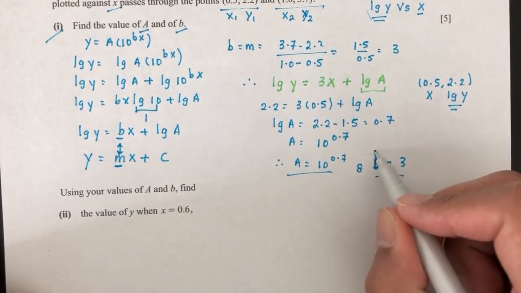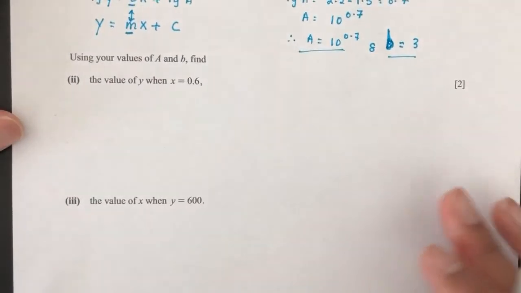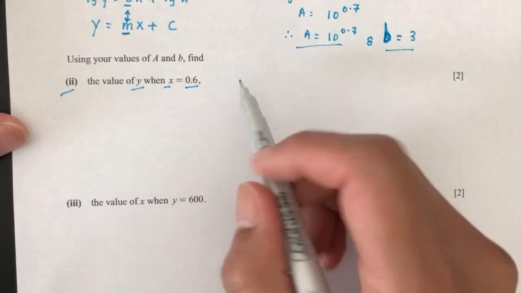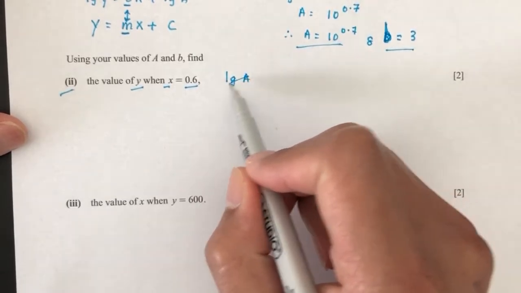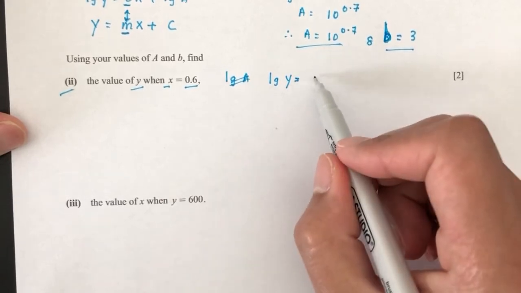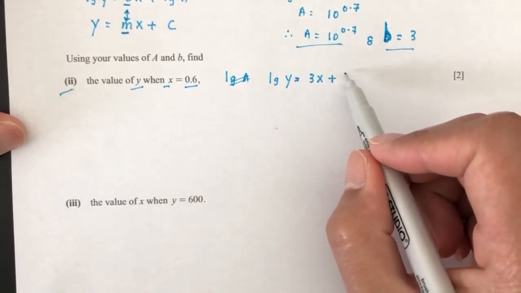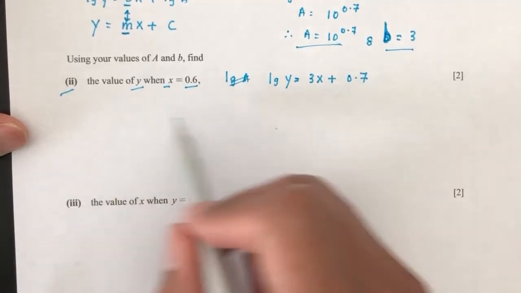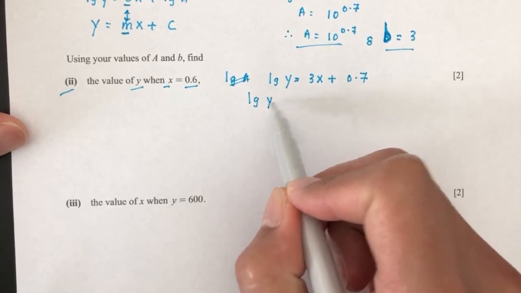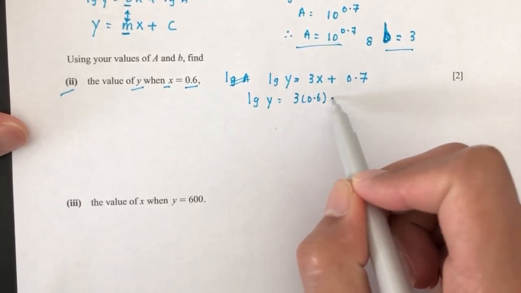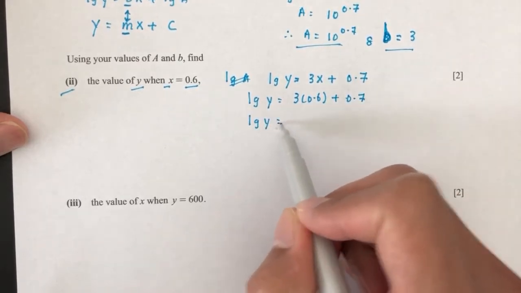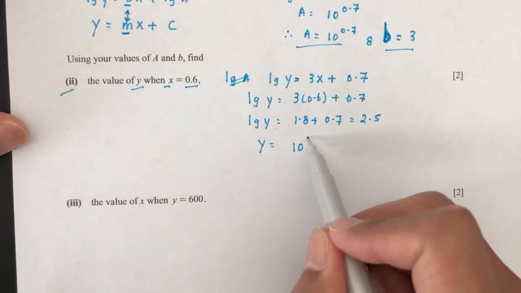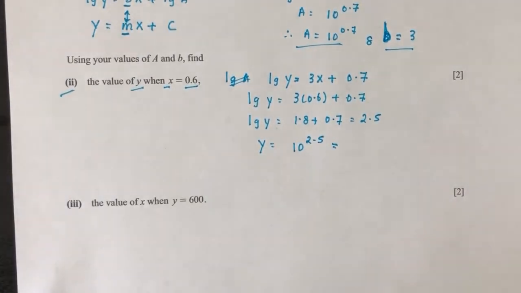So it is small b in this part A. Now moving on to part 2. Find the value of y when x equal to this. So we have to use our equation, which is log y equal to 3x plus log a, which is 0.7. So that is our equation. So we have to find the value of y when x equal to 0.6. So let's replace x in the equation. We have 3 times 0.6 plus 0.7. Log y becomes 1.8 plus 0.7. This is 2.5. So y becomes 10 power of 2.5. Let's simplify this.